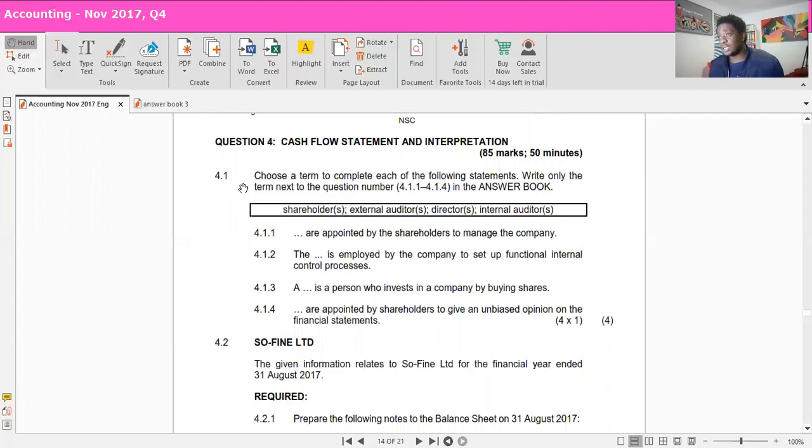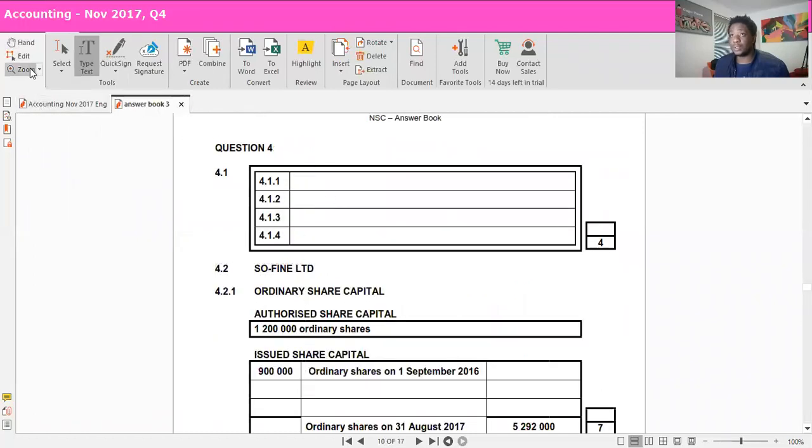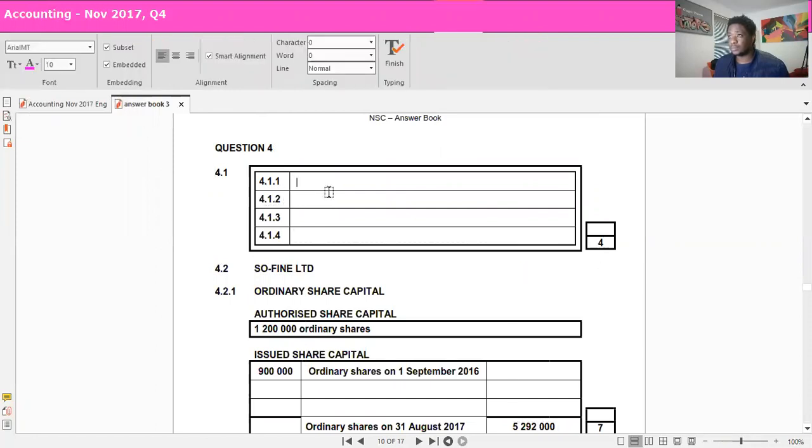So 4.1 says choose a term to complete each of the following statements. Write only the term next to the question number. The first one is: these are appointed by the shareholders to manage the company. So obviously, those that manage the company are directors. So the answer there would be directors.